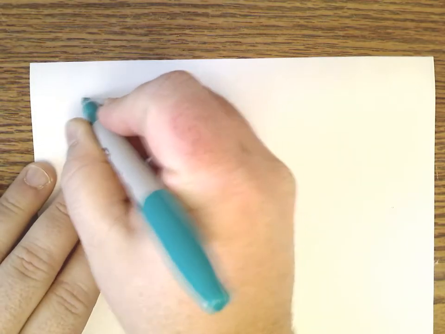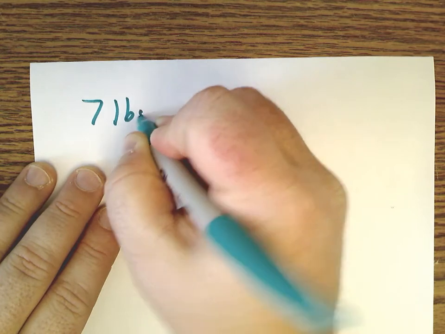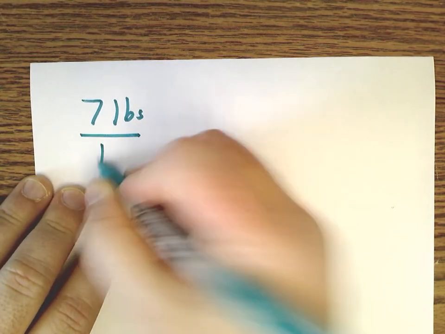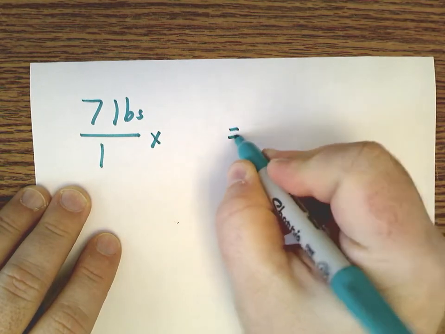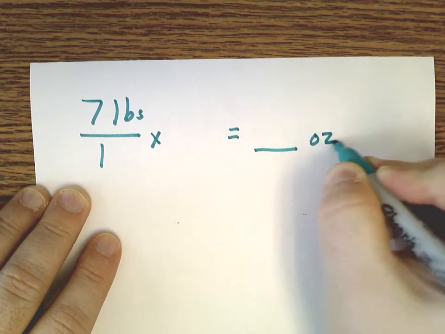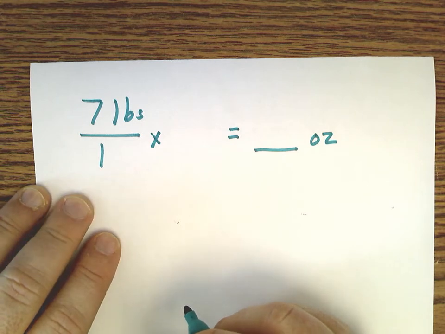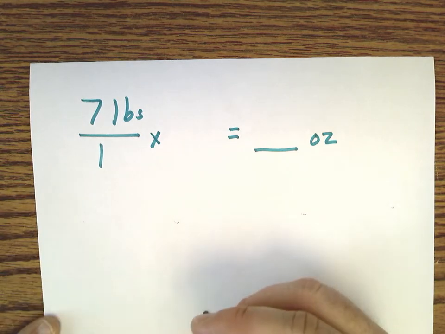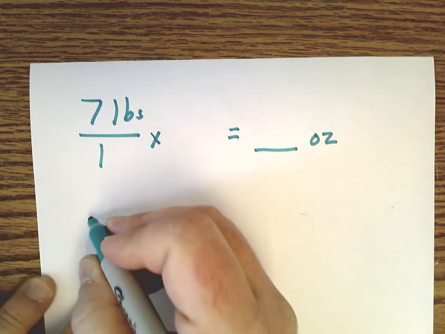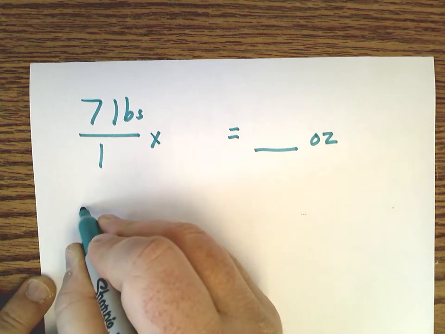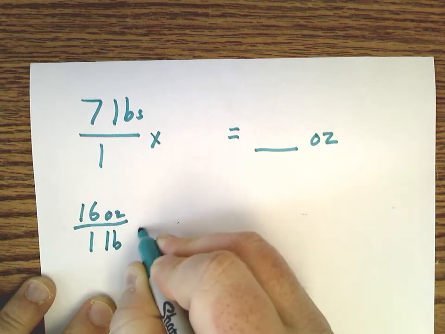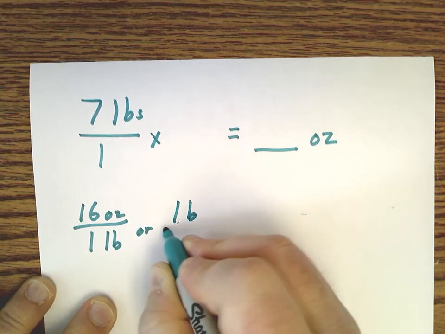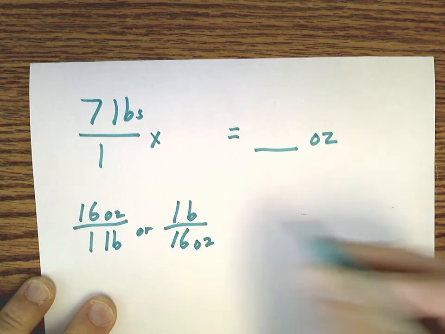So, we start out with the information that the average baby weighs 7 pounds. And we're going to put that over 1. We know we're going to multiply by some ratio to give us the number of ounces that would be in 7 pounds. So we need to consider the two ratios that show the relationship between pounds and ounces, which would be 16 ounces for every 1 pound, or 1 pound for every 16 ounces.